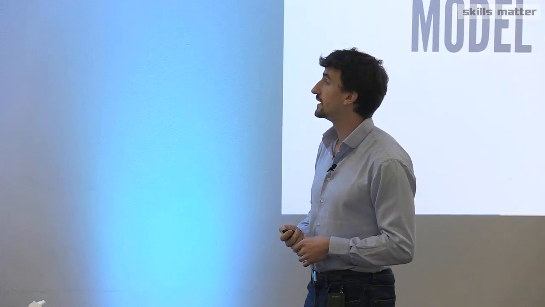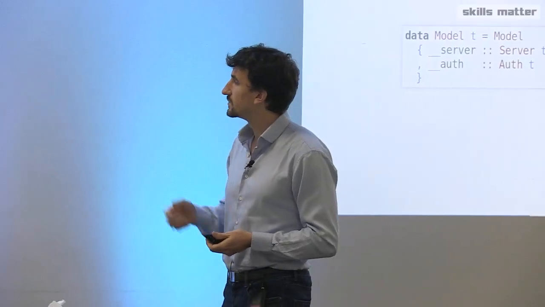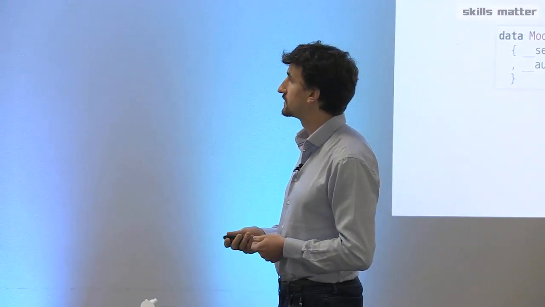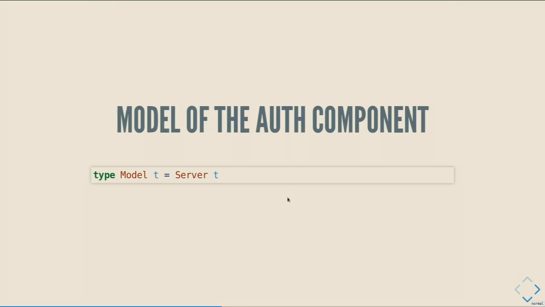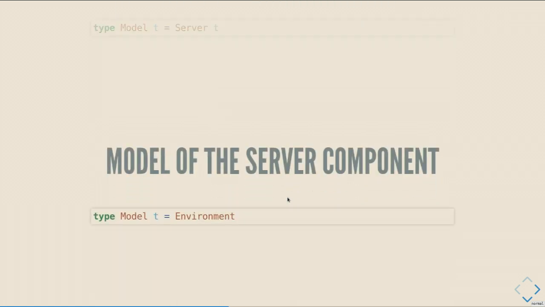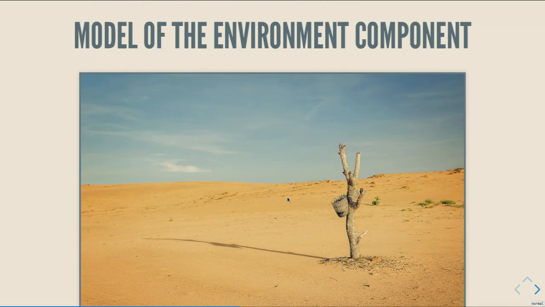But first, I'm going to tell you a bit what I understand by a layered model. Let's look at the subscriber component. It has two dependencies. It needs a server, it needs auth. Let's look at the model as seen by the server. The auth component just needs access to the server. The model of the server component is just environment, which is an abstraction for providing details like where does the server reside, the URL of the server, and stuff like that. And the model of the environment is nothing. Yeah, it doesn't have any dependencies.